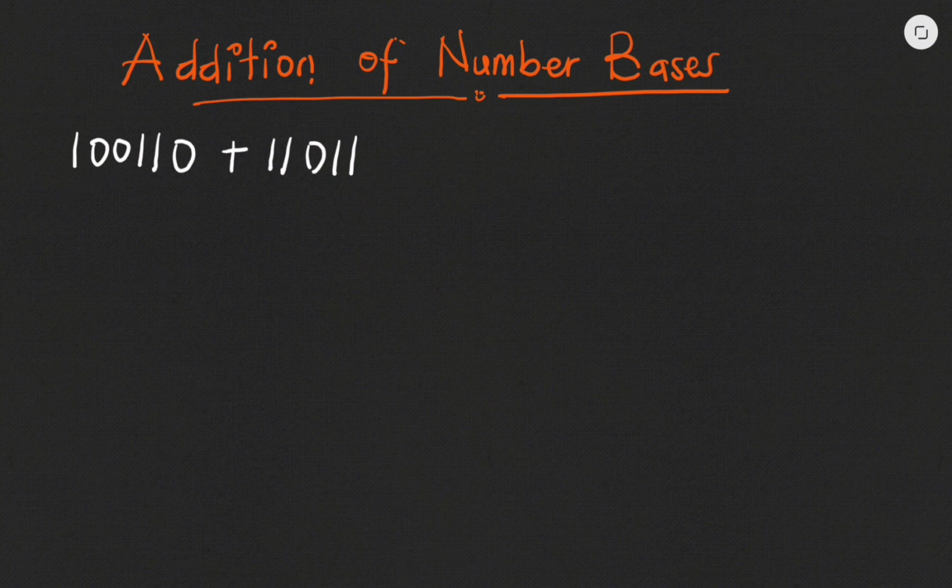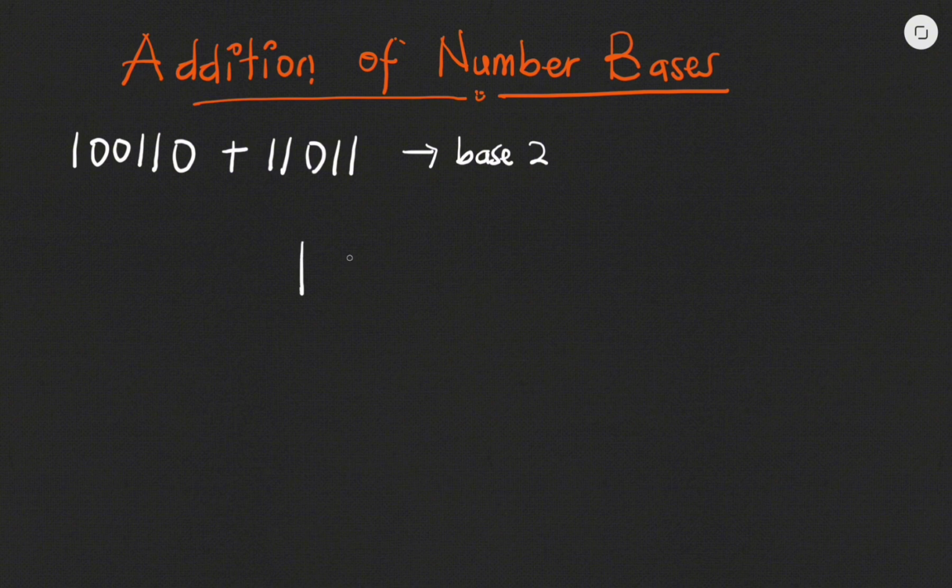Now if you look at this, the fact that we have 100110 and then 11011 tells me that this is all in base 2. So the base we are dealing with over here is base 2, so we are to add in base 2. All right, so let's go ahead and look at how to add this.